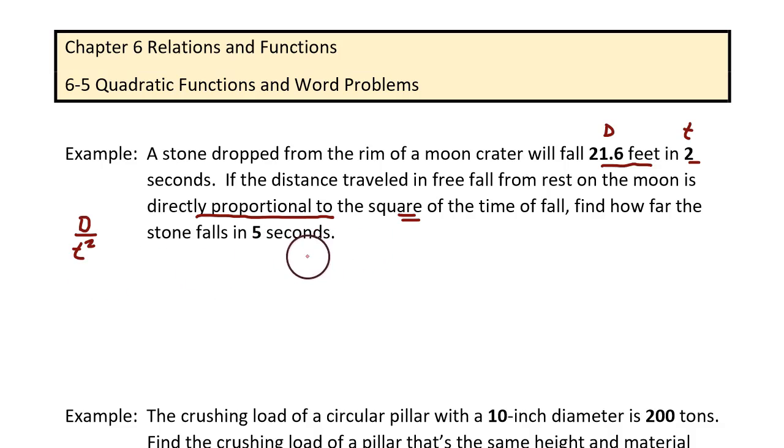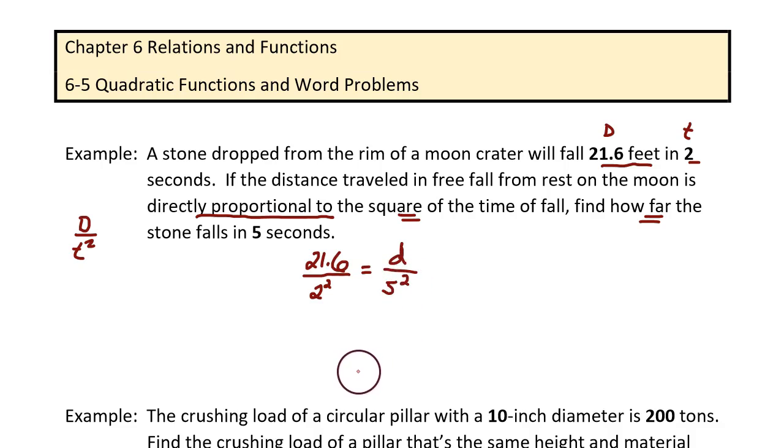From the first sentence, we know that a distance of 21.6 feet can be paired with a time of 2 seconds. So 2 squared. And then that's equal to another distance and another time squared. The last sentence of the question asks us how far it falls. So we don't know the distance. Use a variable such as d, and the time is 5 seconds. So 5 squared.